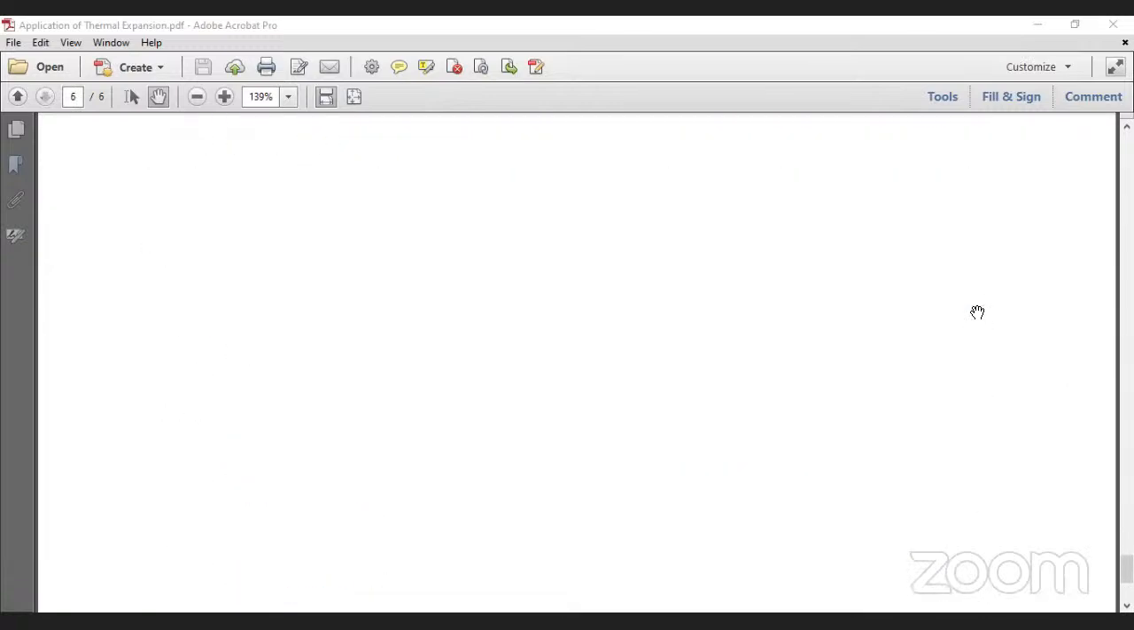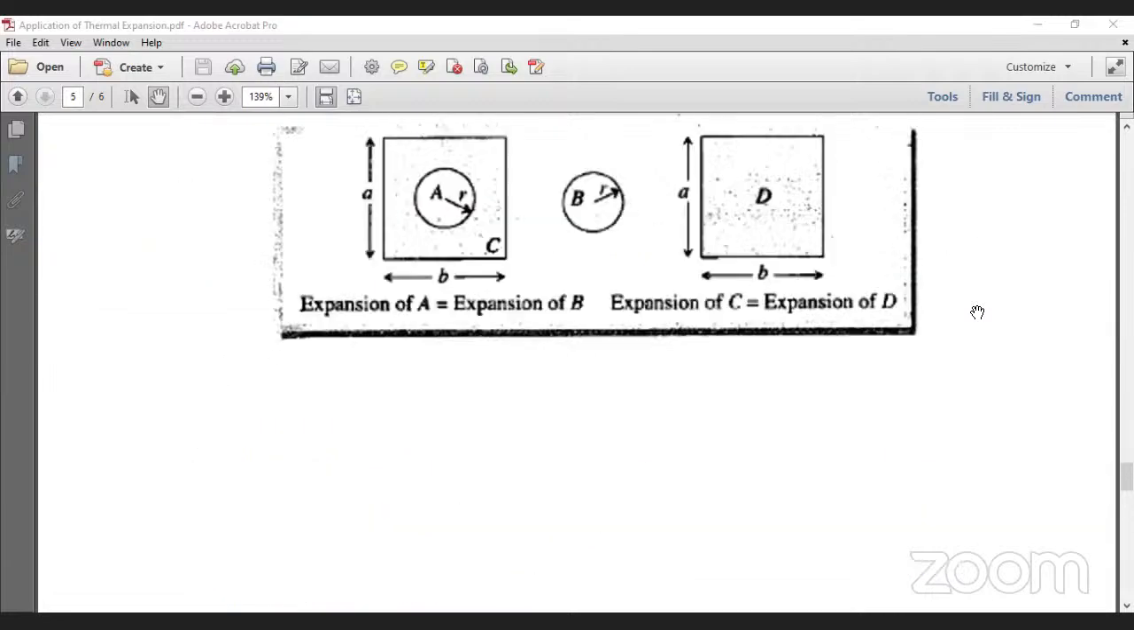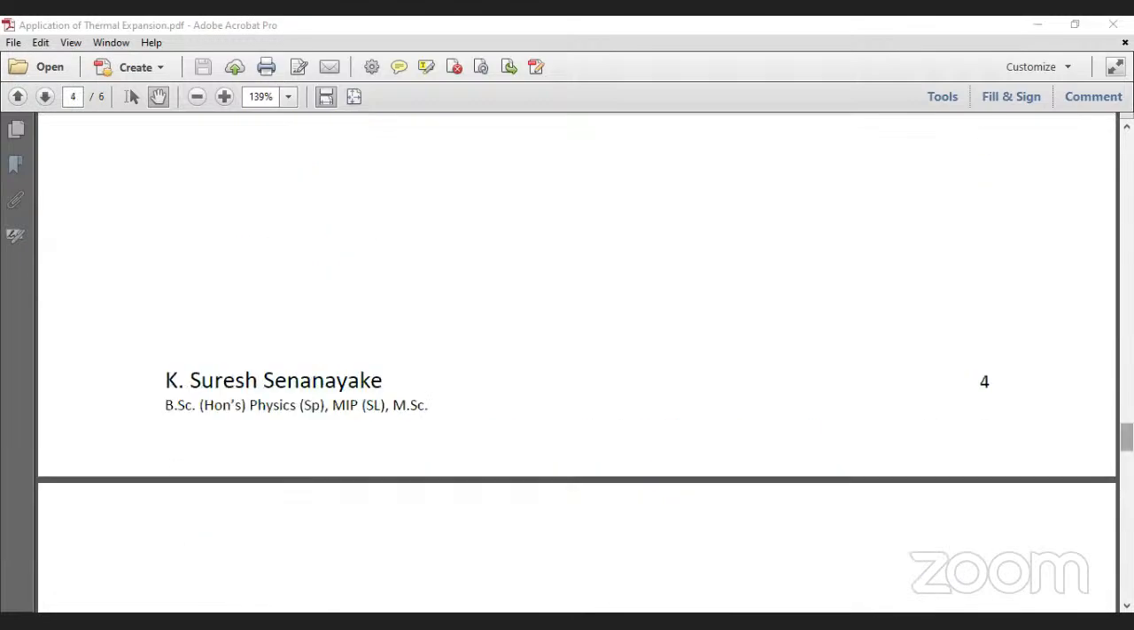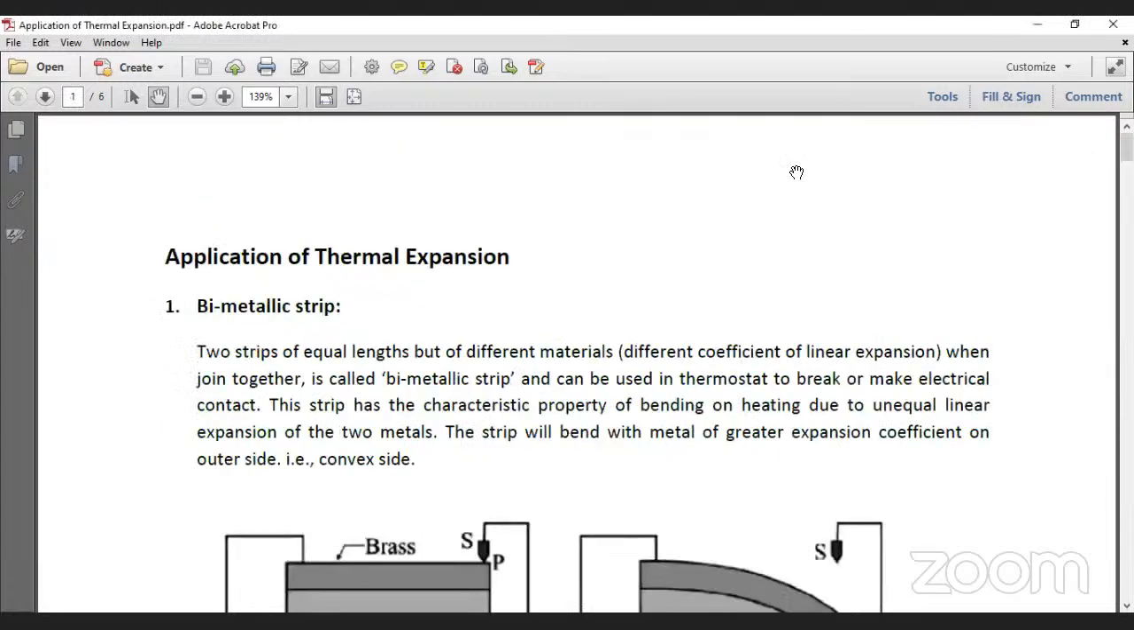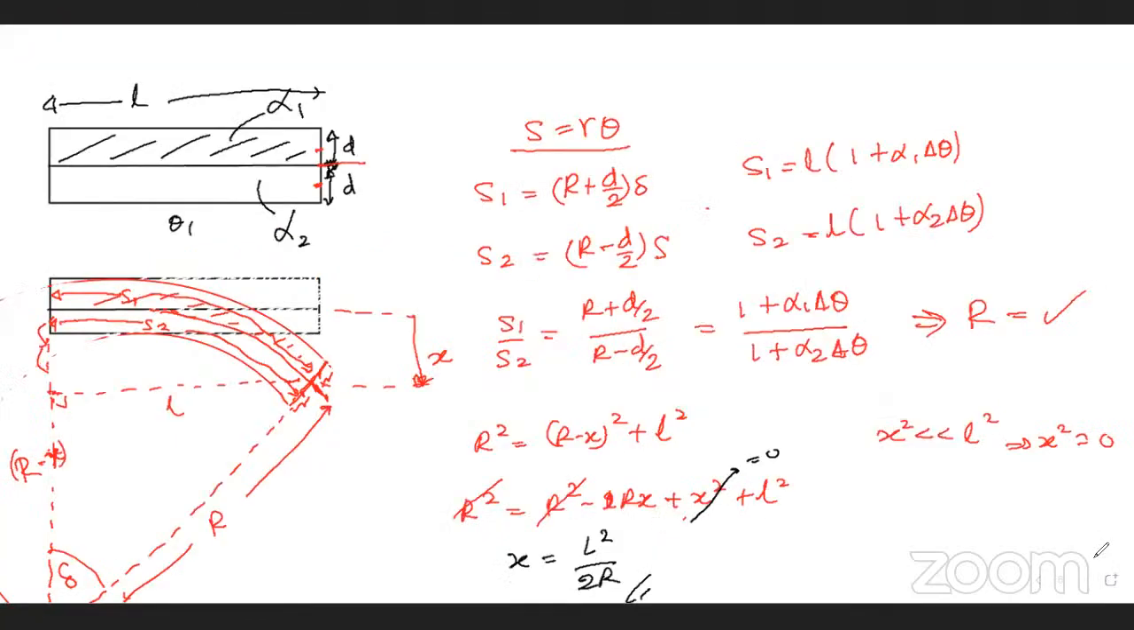And another application I missed here, so I will explain this one also before stopping the class. Then another 5 minutes with me. Right, another application, it's important. The chime of the pendulum clock, how it changes, right? So this is also directly applied for the chime.